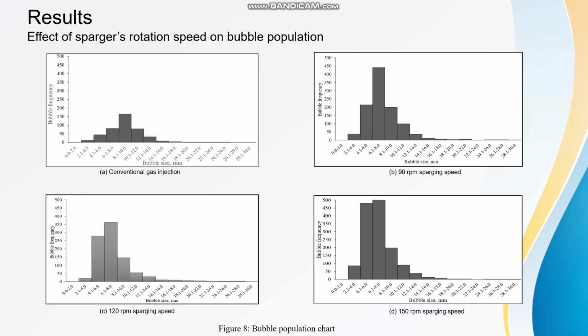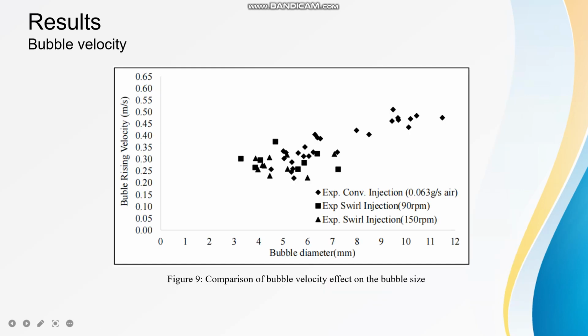So the uniform bubble size distribution of small bubbles may increase the gas hold up and gas transfer area in the bubble column. So the population of the bubbles is higher as the sparger rotation speed increases due to the formation of the bubbles being more uniform, where there are more smaller bubbles. Besides that, the size of the bubble also reduced as the rotating speed is increased.